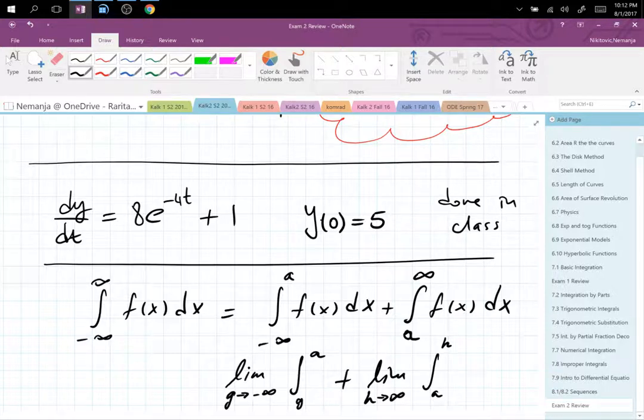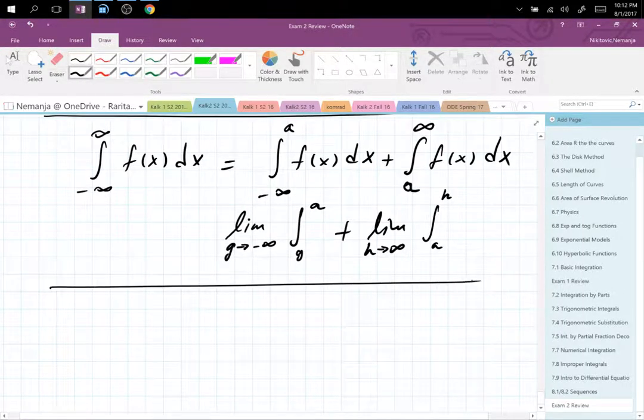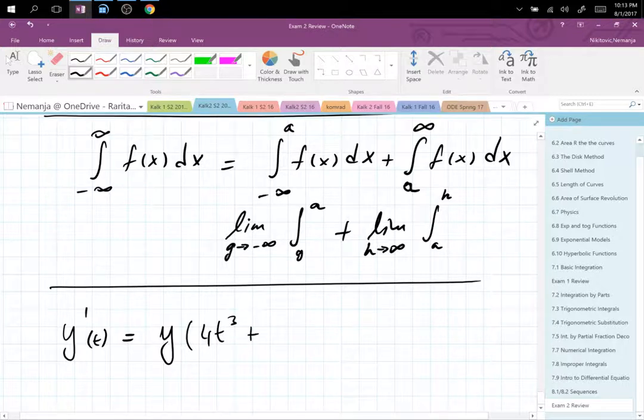Wait, what if we ever get this guy from? Well, it's possible. I mean, why not? It says y different. I don't know how to say it. Y prime parentheses t. Oh, y prime of t, yeah. Like this. Yes, equal to y parentheses 4 t cubed plus by 1. Plus 1. Yeah, plus by 1. And then y of 0 equals 4. All right.